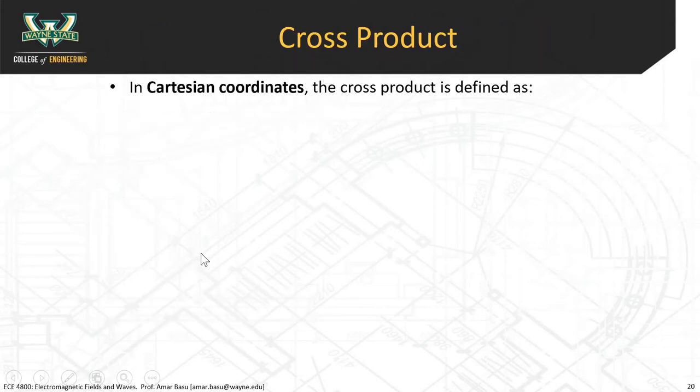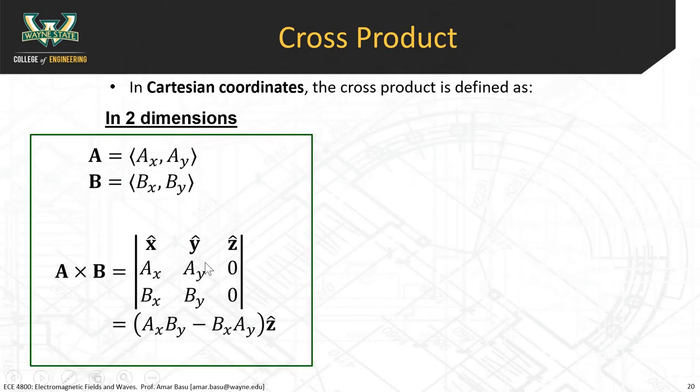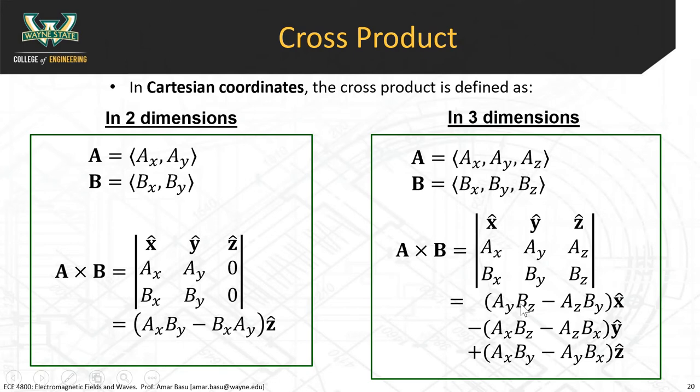so let's talk about the cross product. So in Cartesian coordinates, the cross product is defined as the following. Three dimensions, it's defined as the following. Now, notice that in comparison to the dot product, the cross product is a vector. Okay, and we'll talk about what the physical meaning of that vector is in just a second. But remember, dot product is a scalar, cross product is a vector. Okay.